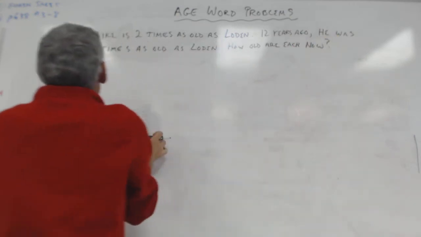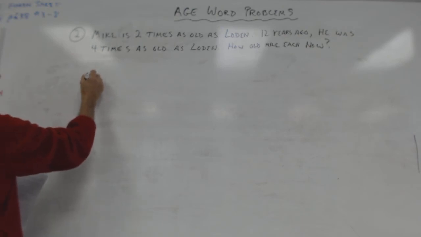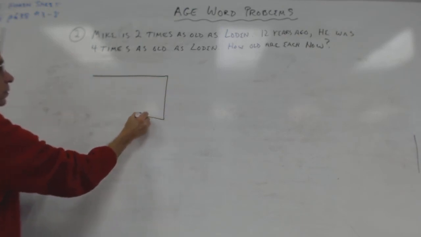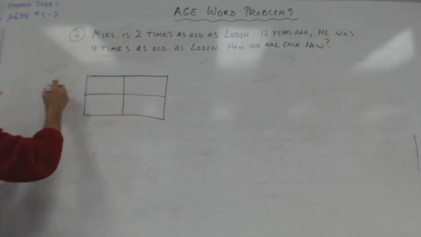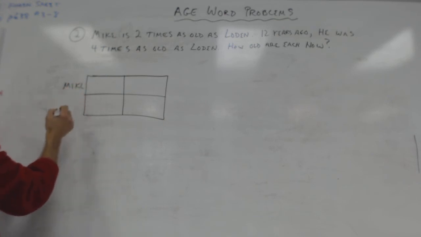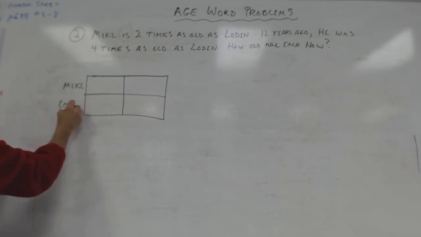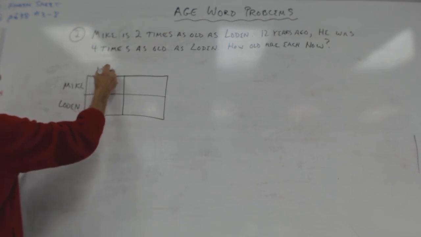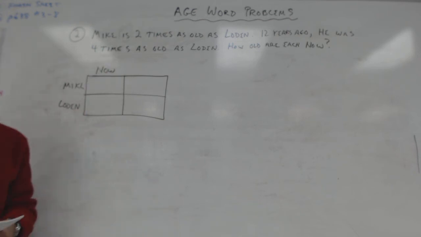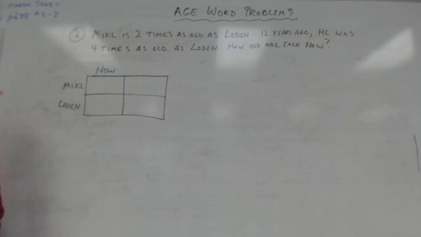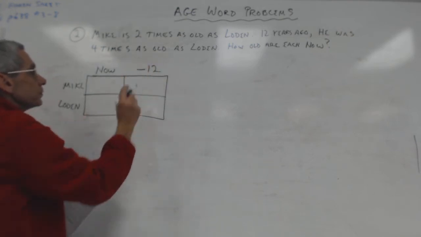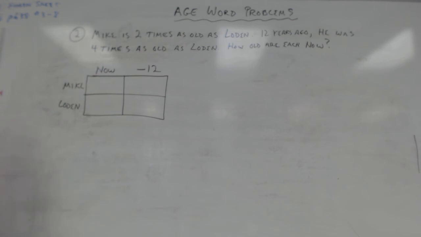So while you're finishing that, I'm going to start drawing my box. So we have Mike, and we have London. We have now. And what will I put for the head of my second column? 12 years ago. Minus 12. Are you guys done writing the problem? Yes. Good question. All right.